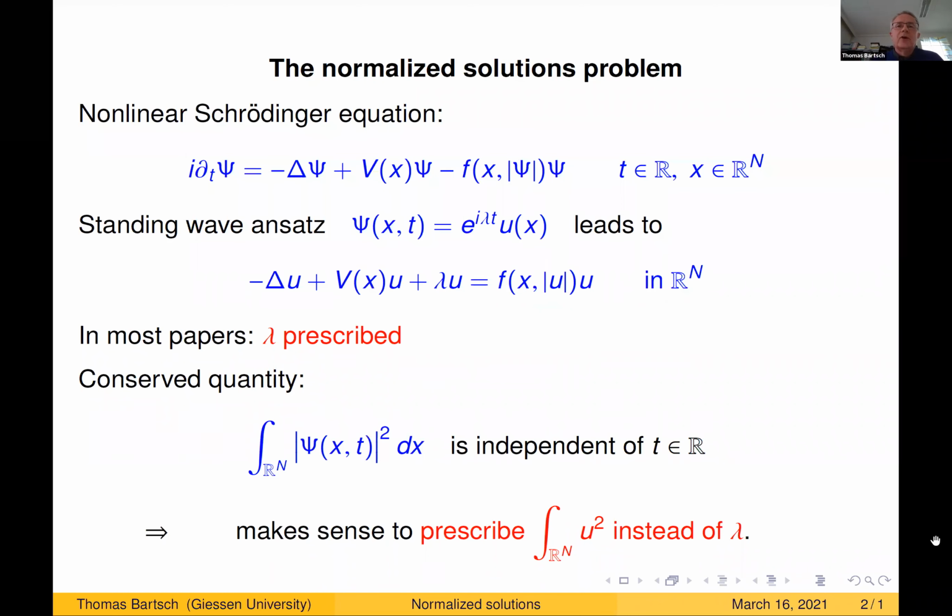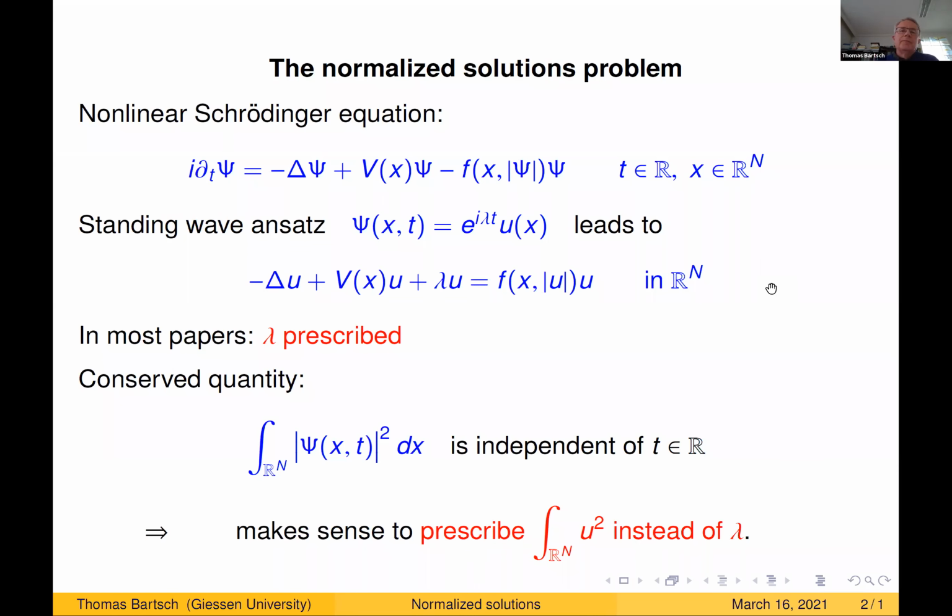So what is this normalized solutions problem? When you look at the nonlinear Schrödinger equation here, so i∂_t ψ equals minus Laplacian ψ plus a potential V ψ minus some nonlinearity F times ψ, and you make the standing wave ansatz, so ψ(x,t) is equal to e^{iλt} u(x), then as you know, you are led to this elliptic PDE.